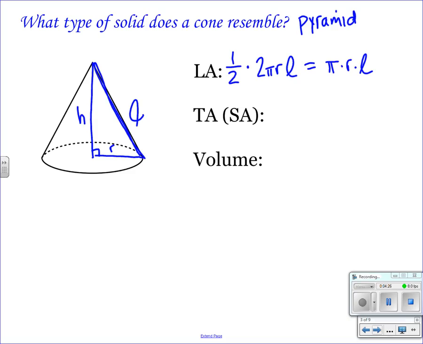So for our total area, you have the lateral area plus the area of the base. Now volume. Remember, volume for a pyramid was 1/3 area of the base times the height. So our example.